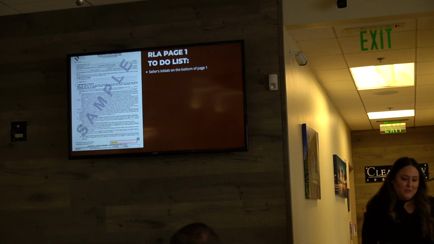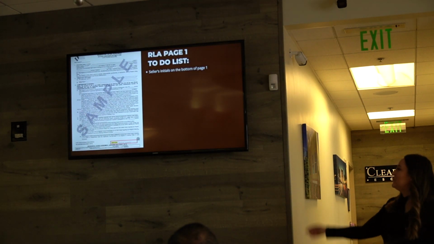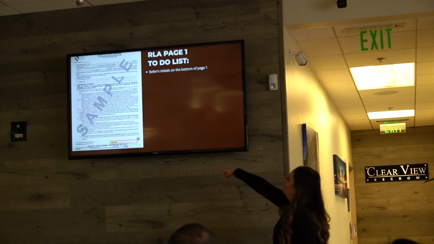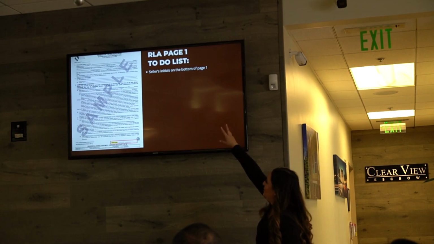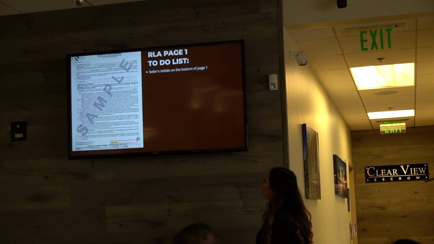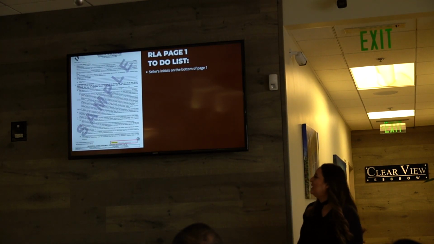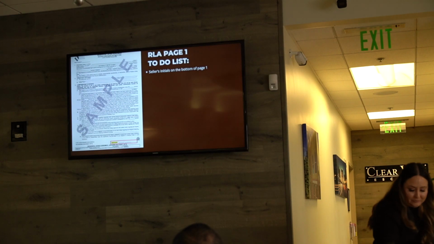All right, guys, just one last thing on the first page. Make sure that your seller's initials are on the bottom. I know we've focused a lot on that top section, sections 1, 2, and 3, but don't forget about the teeny tiny little initials at the bottom there.